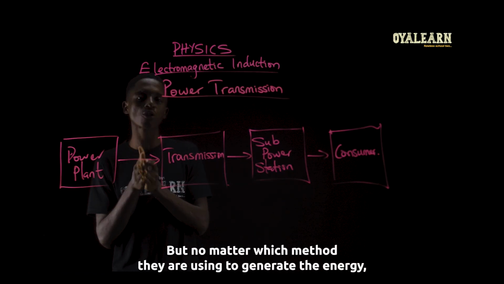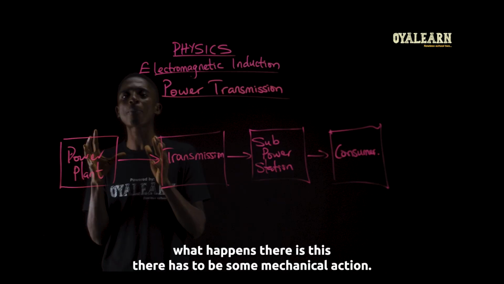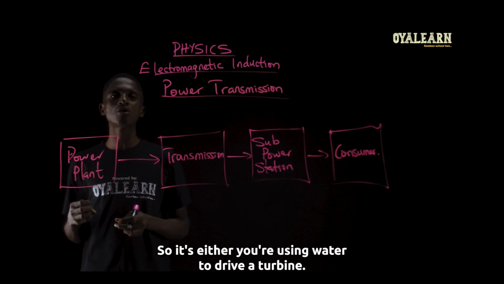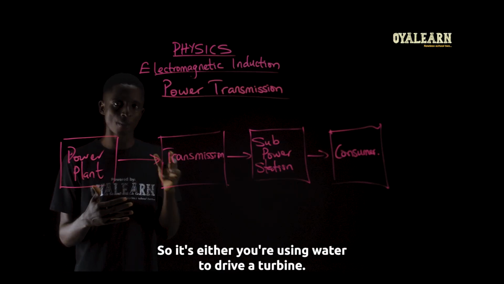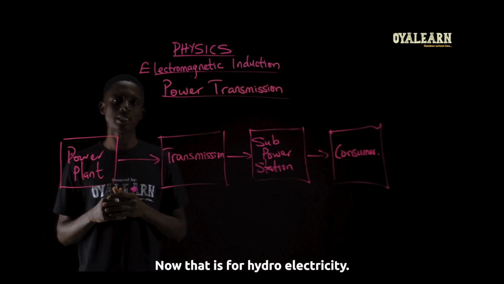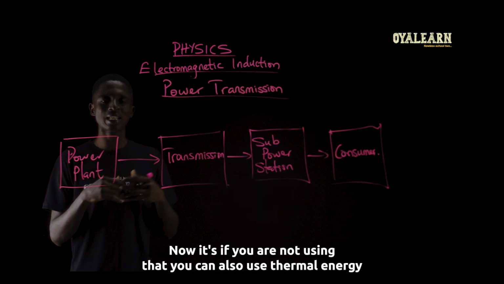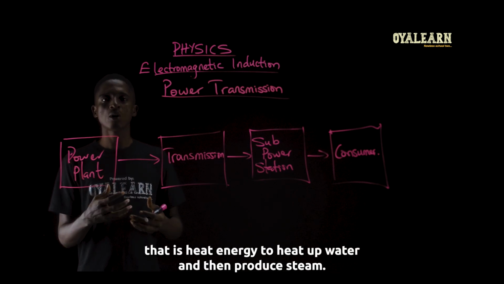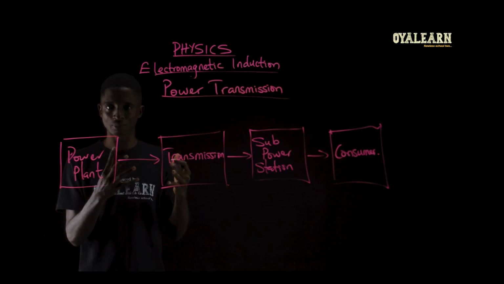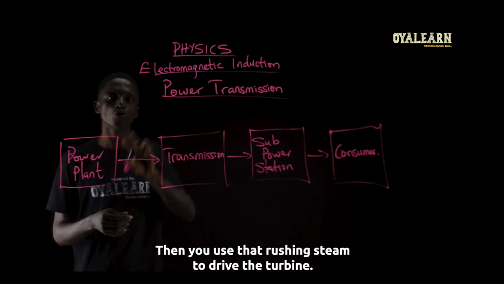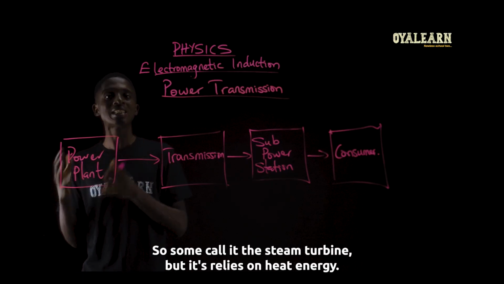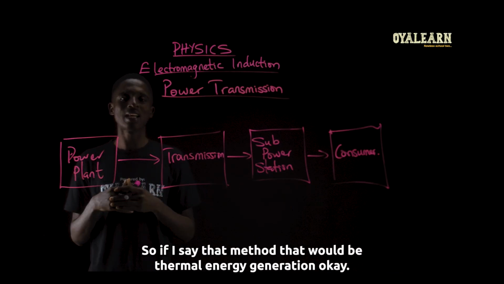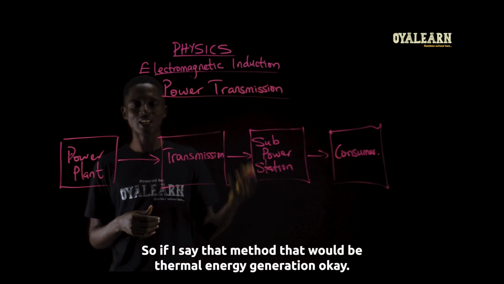But no matter which method they are using to generate the energy, what happens there is this. There has to be some mechanical action. So it's either you're using water to drive a turbine. Now that is for hydroelectricity. Now if you are not using that, you can also use thermal energy, that is heat energy, to heat up water and then produce steam. Then you use that rushing steam to drive the turbine. So some call it the steam turbine, but it relies on heat energy. So if you're using that method, that would be thermal energy generation.